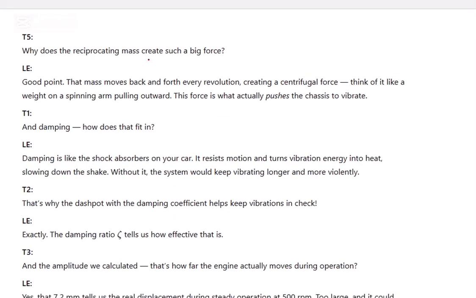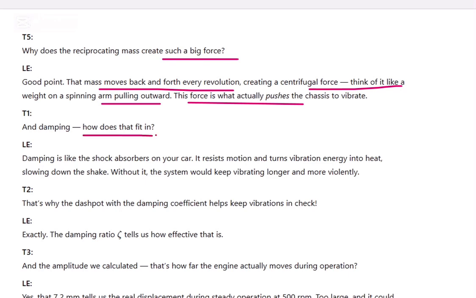Why does the reciprocating mass create such a big force? The mass moves back and forth every revolution, creating a centrifugal force. Think of it like a weight spinning on a string, pulling outward. This force is actually what pushes the chassis to vibrate, right? How does damping fit in?